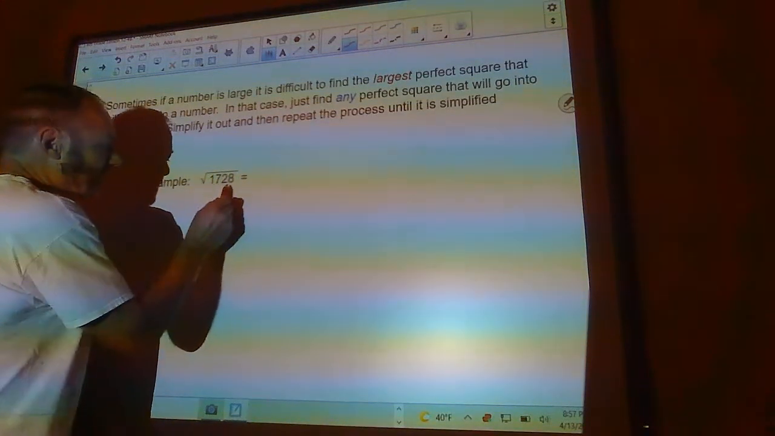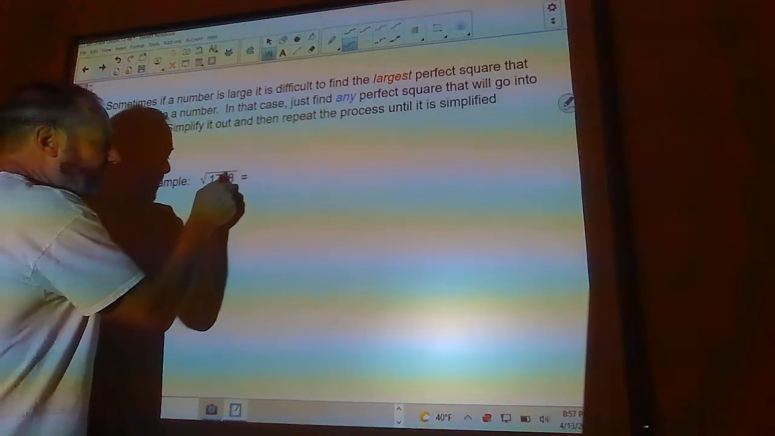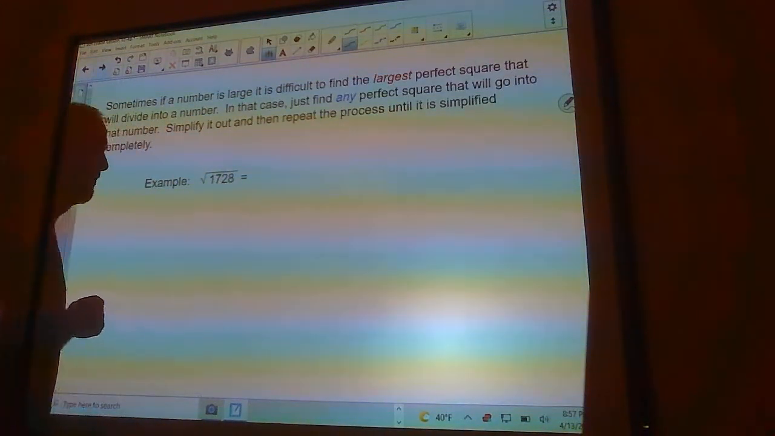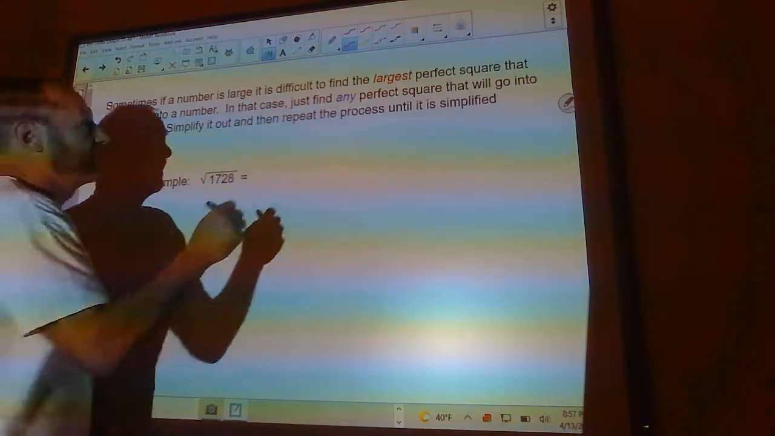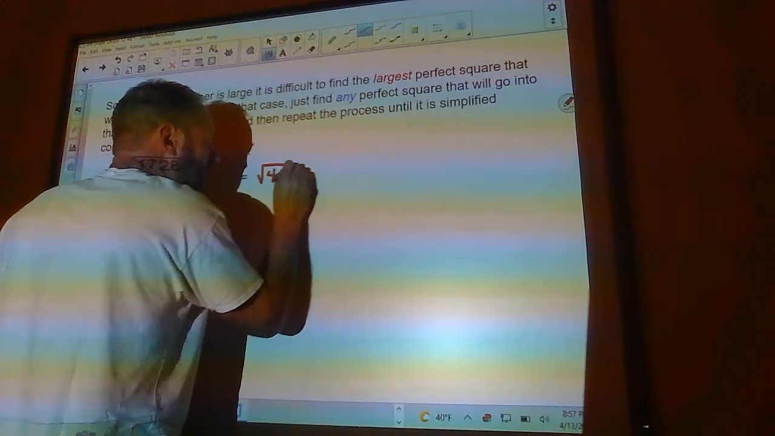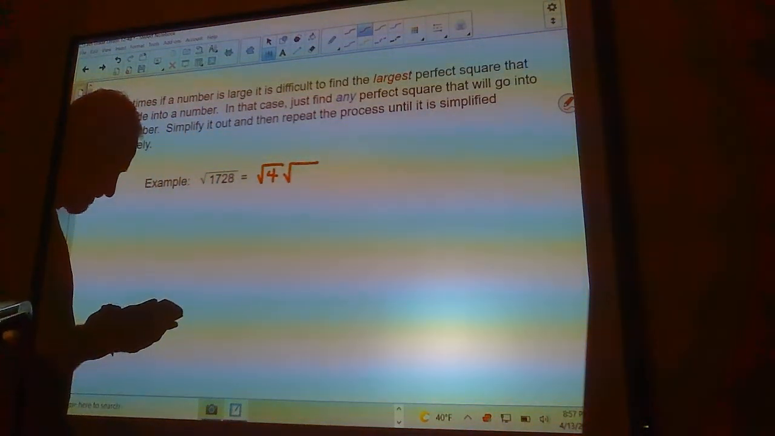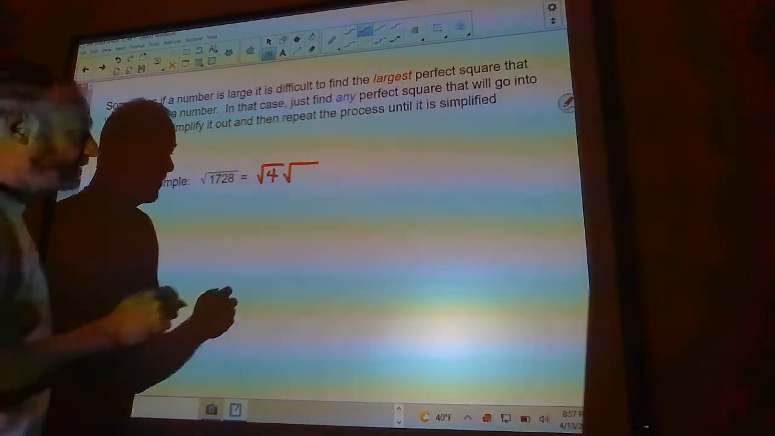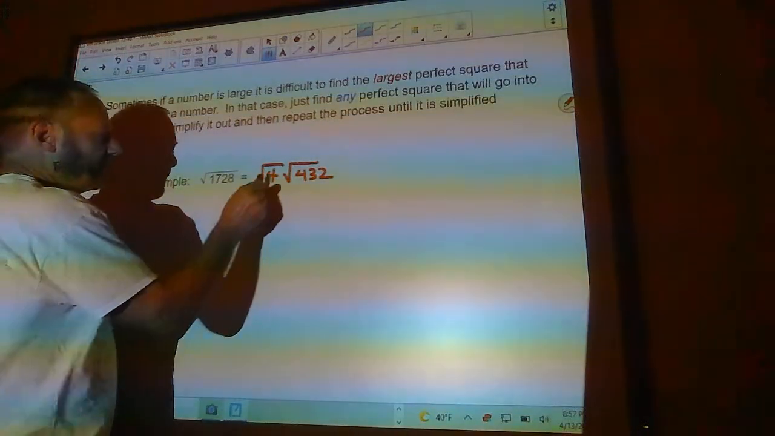Remember that one of the rules is any number whose last 2 digits are divisible by 4, that number is divisible by 4. So 1,728 is divisible by 4. Okay, so I can make this square root of 4, and then I'll just divide 1,728 by 4. It's going to be 432. Well, this is 2.